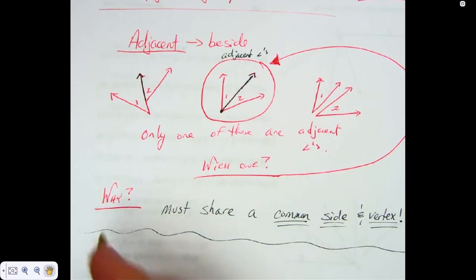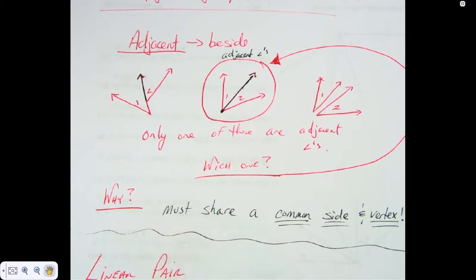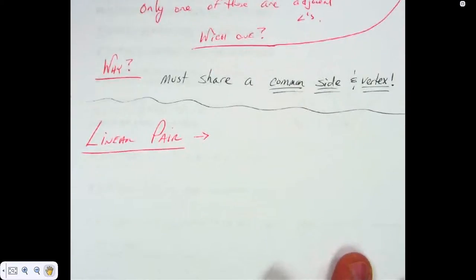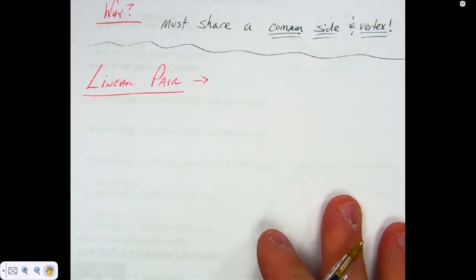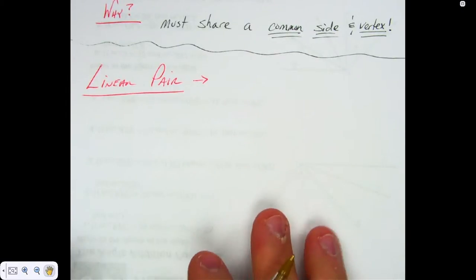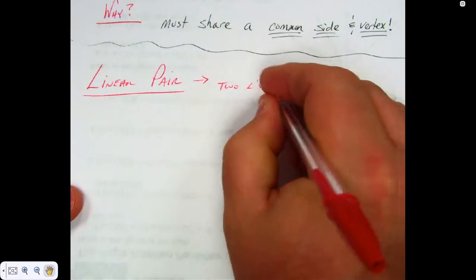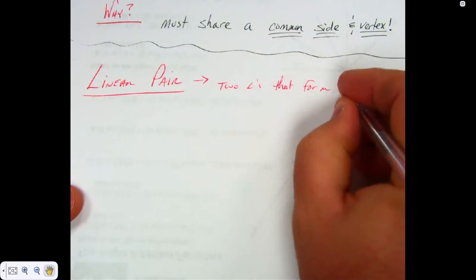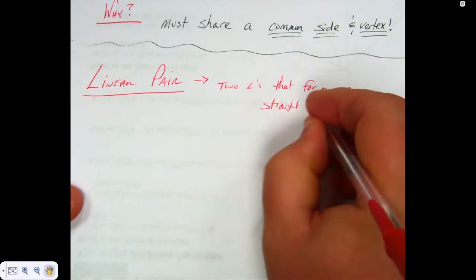The other concept of this is linear pair. What is a linear pair, guys? A pair. I'm going to say that's 2 angles that share a line and form a straight line.